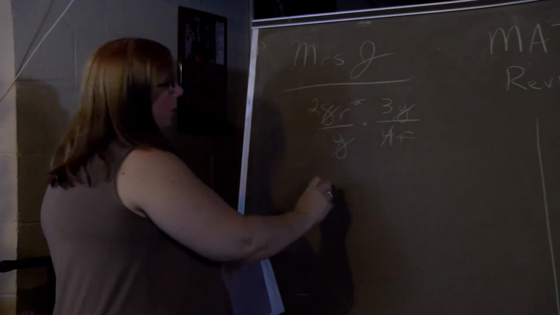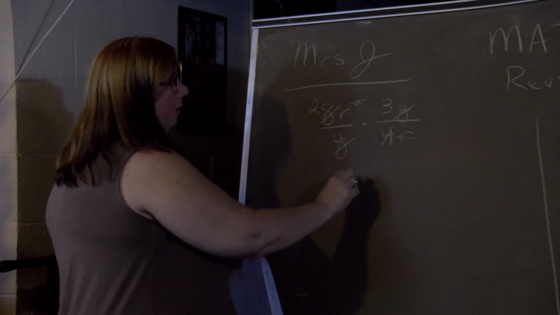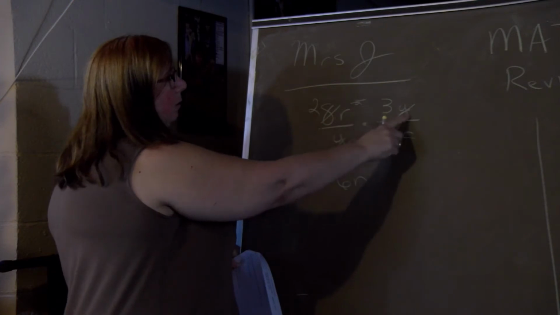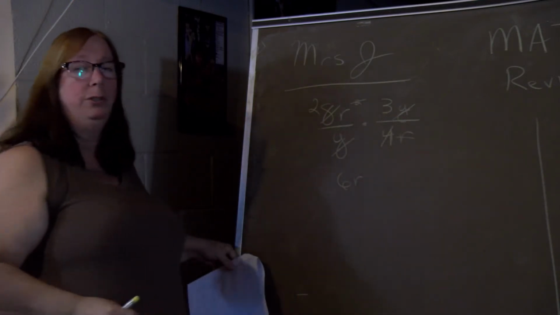So we have 2r. Or 2 times 3 is 6r. The rest canceled. And on the bottom, there's nothing left, so it would be a 1, which you don't have to show.